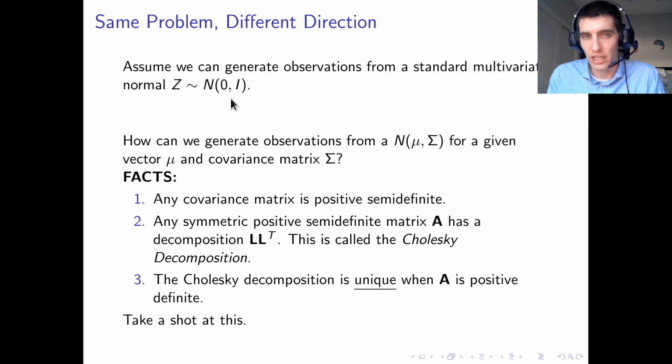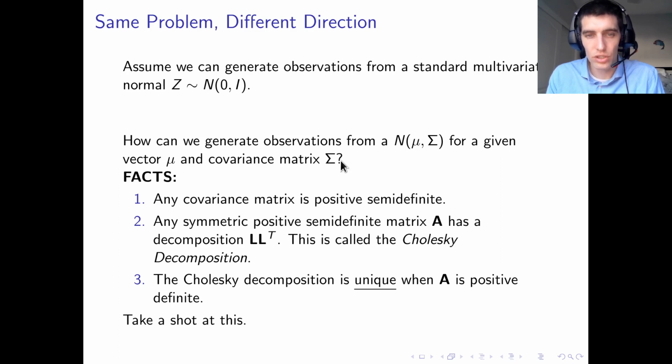What we want to do is assume that we can generate observations from a standard multivariate normal, with mean vector 0 and covariance matrix the identity matrix. The question is, how can we generate observations from a normal with mean mu and covariance matrix sigma, if we know mu, we know sigma, and we can generate these? So we want to take some multivariate normal and use it to generate an arbitrary multivariate normal with specified mean mu and covariance matrix sigma.